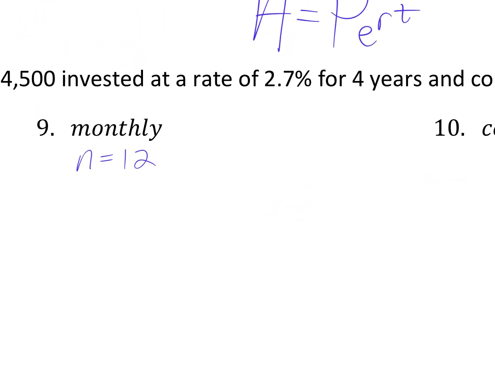If I said weekly, how often does something happen in a year if it's done weekly? 52. What is daily? 365, good. What is semi-annually? 2, okay? We need to know those things.